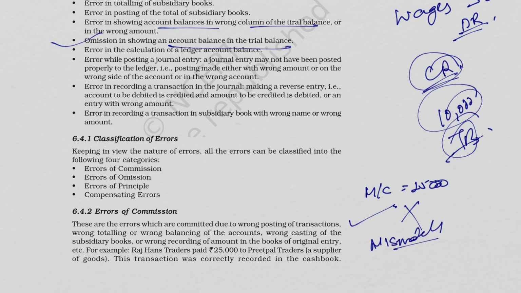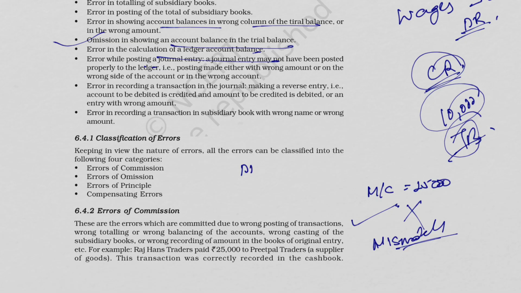Then we have error in calculating ledger balances. Balances of the ledger accounts must be calculated correctly. For example, on the debit side we have 50,000, on the credit side we have 30,000. So the correct balance would be 20,000. But if it is calculated wrongly as 15,000, then the trial balance will be wrong.